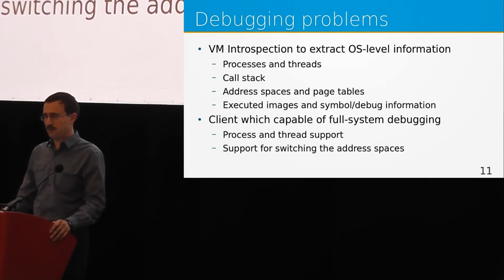The problem of capturing the information about processes is usually solved by virtual machine introspection, which can extract this information required for full system debugging. And also another problem which occurs when you're trying to debug full system is that GDB still can't explore the processes even if you can extract them.